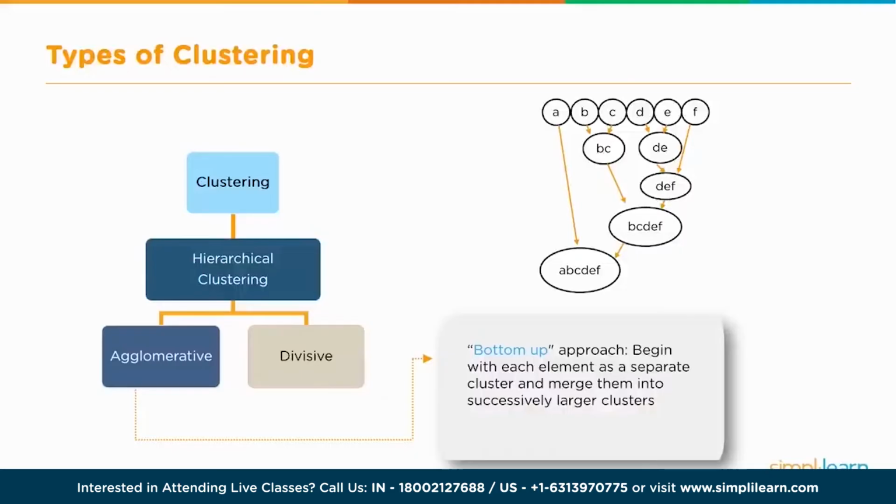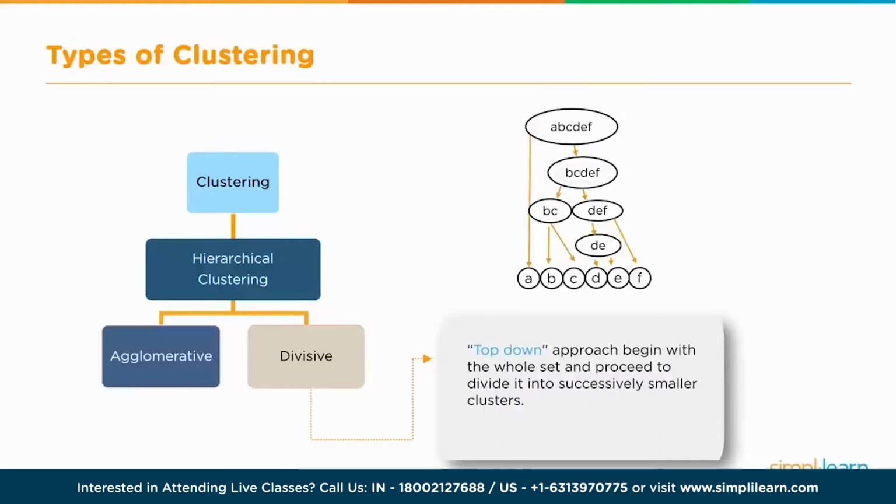So for example, we have A, B, C, D, E, F. We start by combining B and C to form one cluster, D and E to form one more. Then we combine D, E, and F, one more bigger cluster, and then add B, C to that, and then finally A to it. Compared to that, divisive clustering is the top-down approach. We begin with the whole set and proceed to divide it into successively smaller clusters. So we have A, B, C, D, E, F. We first take that as a single cluster and then break it down into A, B, C, D, E, and F.